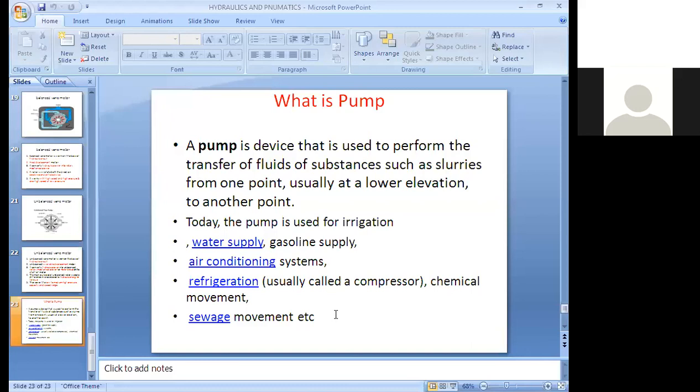So once again, a pump is a device used to perform the transfer of fluids, substances such as slurries, from one point to another point. So what is the main principle of a pump? We are going to be transferring fluid from one place to another place. In those cases, the device we use is called a pump.